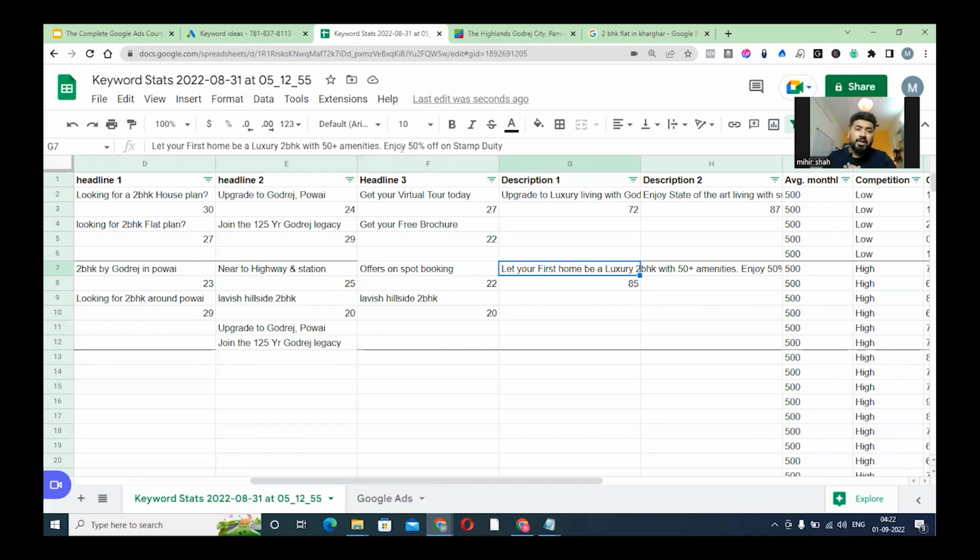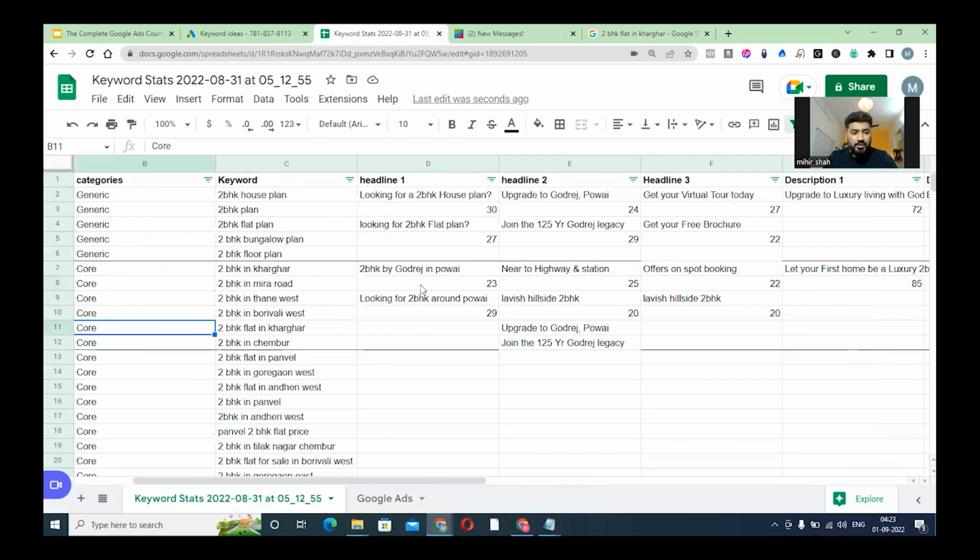So now here what I've done is I've created the sense of first home and luxury. I've created relevance with 2 BHK. I have told him benefits with 50 plus amenities, and I am giving an offer as well. Enjoy 50% off on stamp duty. So again, once this click happens, it is going to be a very informed click. Correct? So these are the ways that you can put all these things that we discussed earlier into one headline.